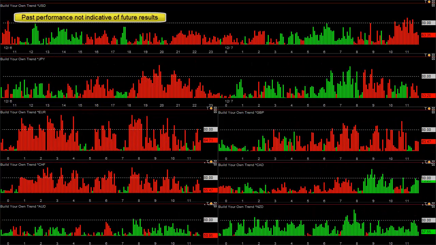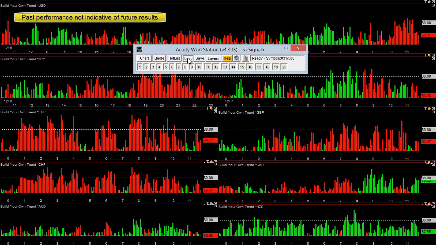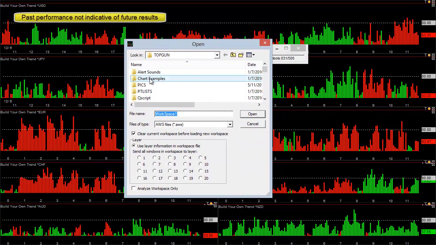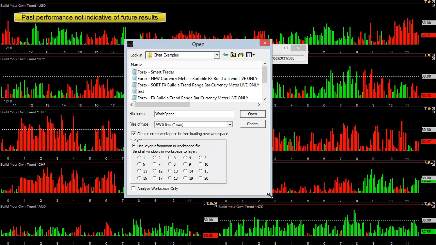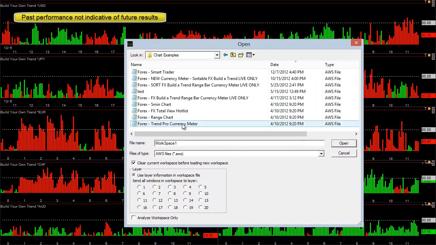So, what's new in the new version 4.303? One, if you click on the load button and you go to chart examples, this is where we put all of our sample workspaces. There's a new one in there. It's called Forex Smart Trader.